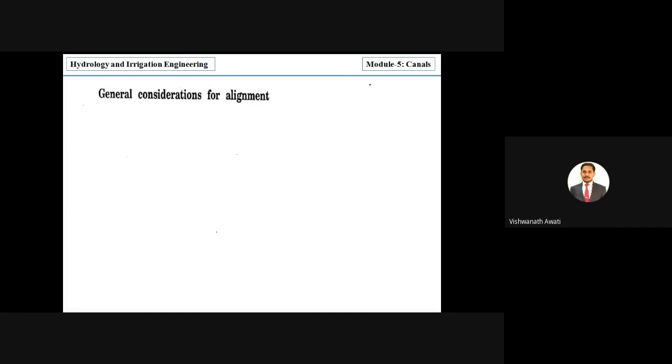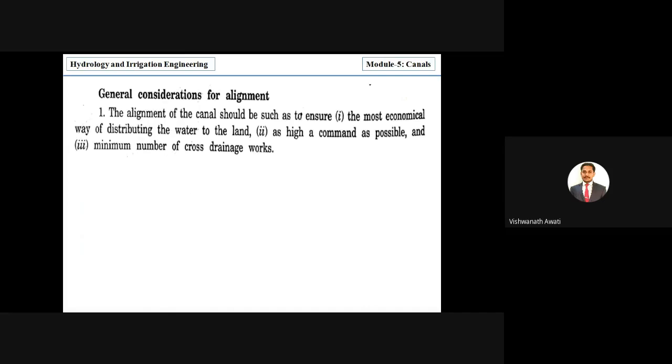Then we'll see a very important topic, the general considerations for the alignment. The alignment of the canal should ensure the most economical way of distributing water to the land. It should be economical, with as high a command as possible, and it should cover a high command area, with a minimum number of cross drainage works. So these three points: construction should be economical, it should cover more area, and with fewer cross drainage works.